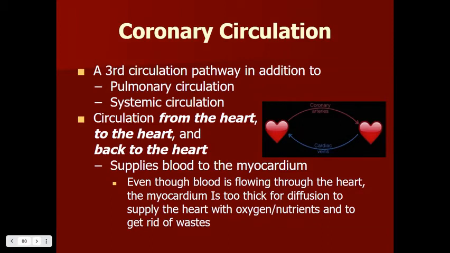So basically what's happening is blood is being supplied to the myocardium, to the cardiac muscle cells. Even though blood is flowing through the heart all the time as the heart is pumping, the myocardium is too thick for diffusion to supply the heart with oxygen and nutrients and to get rid of waste. So we can't just assume that blood is going to be able to diffuse through the tissues. It needs its own circulation.